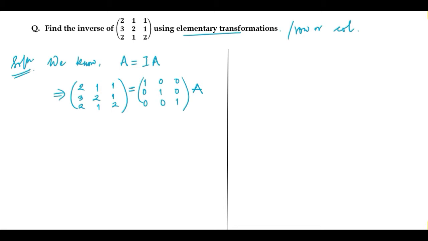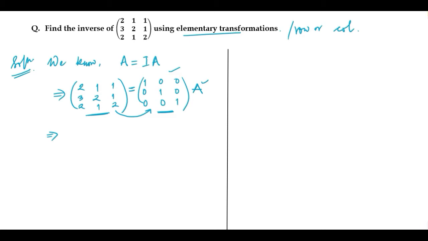Now what is your aim? The left side, the matrix A, we will try converting it to the identity matrix. In the process of doing that, the identity matrix on the right will also change, and it will convert to some other matrix. When the left side becomes the identity matrix, the final outcome obtained here will become the inverse of the matrix A.